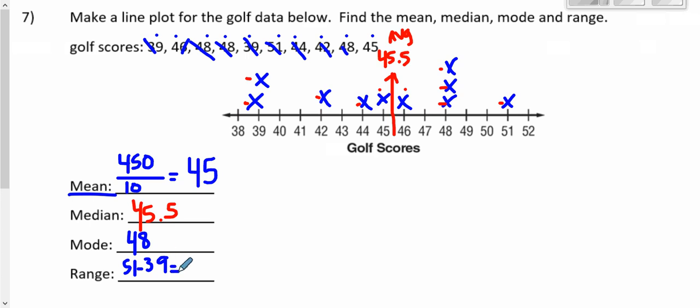And when I take 51 minus 39, I get 12. So my range here is 12. The scores range 12 points. Okay, so that is it for number 7. Easy peasy. Just remember our statistics song and find the mean, median, mode, and range.